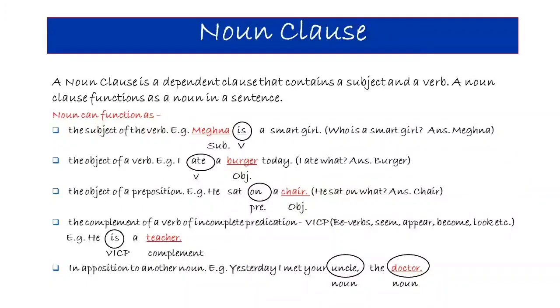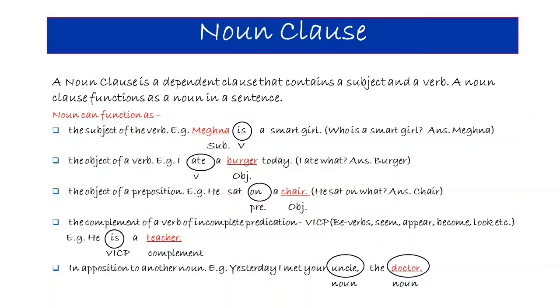Noun can function as the complement of a verb of incomplete predication. Verbs of incomplete predication are the be verbs seem, appear, become, look, etc. For example, he is a teacher. Here, he is the subject, is the verb of incomplete predication, and teacher, which is a noun, is the complement of the verb of incomplete predication is.